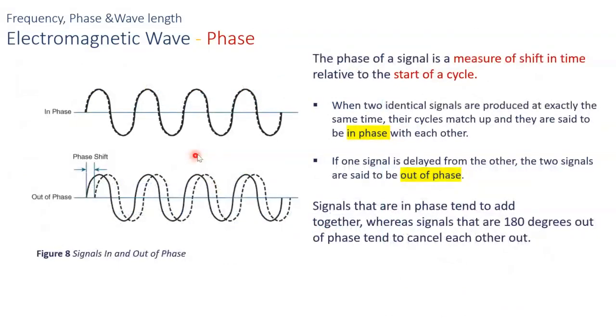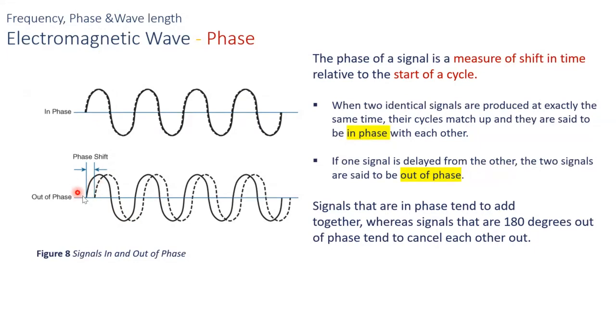So this is the electromagnetic wave. Here we can see that we have two signals, one in line and one in dashed line. Both are in phase, both have the same phase. So the phase of a signal is a measure of shift in time. How much shift do I have between these two signals? There is no shift, so they are in phase relative to the start of a cycle. So when two identical signals are produced at exactly the same time, their cycles match up and they are said to be in phase with each other.